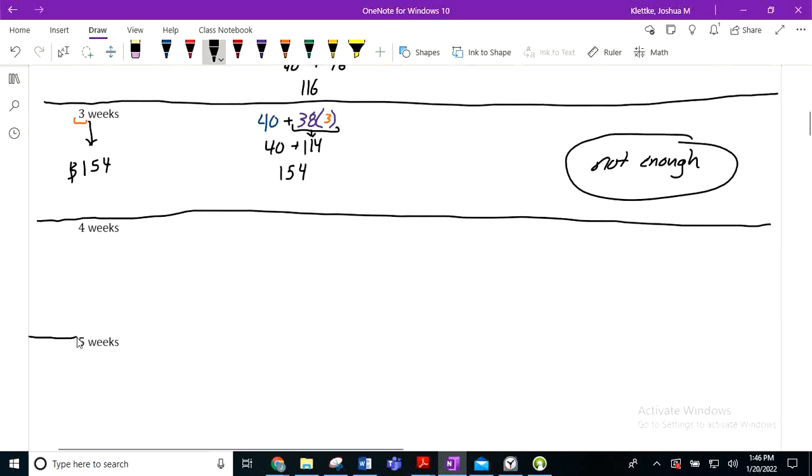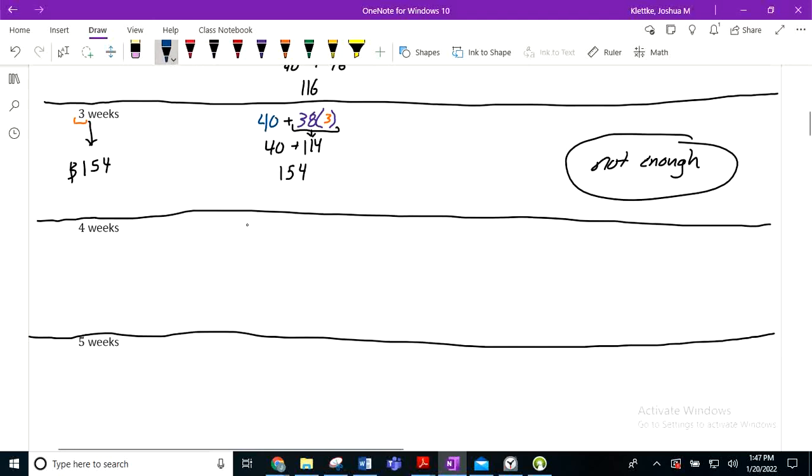Four weeks. 4 weeks, I think you get the deal by now. So you can probably go ahead and do this on your own. I'll remind you one more time how. You just take that $40 he started with and add it to 38, and now we're multiplying it by 4 for 4 weeks.